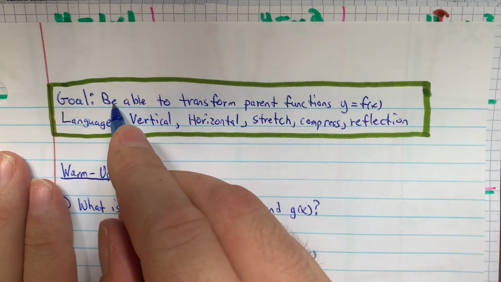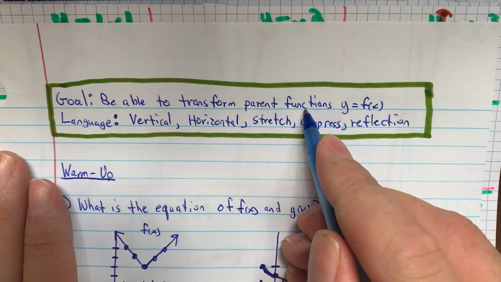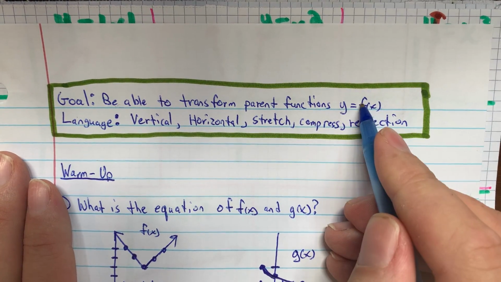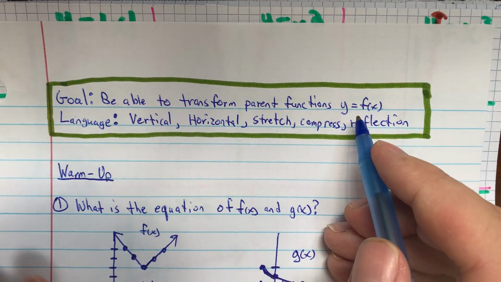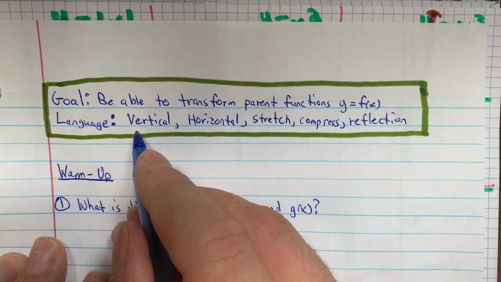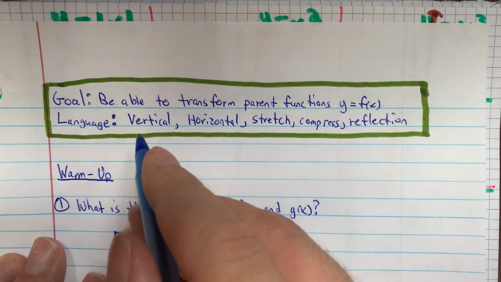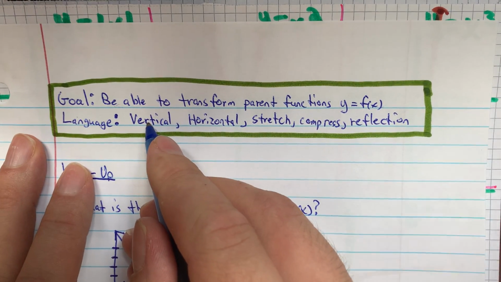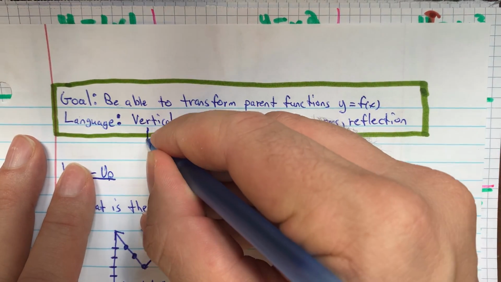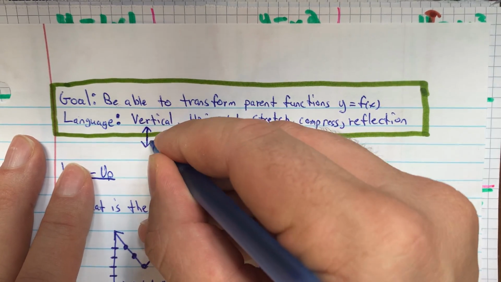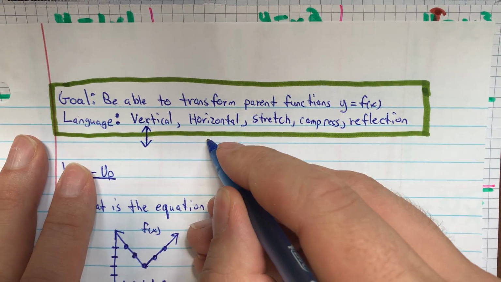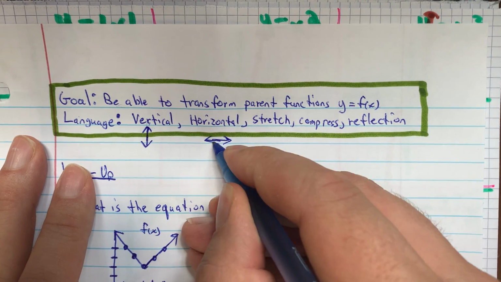Our goal is we are wanting to continue to transform the parent functions of the form y equals f of x, but we're going to do even more than we've done before. Today we're going to be looking at a bunch of different transformations, and I want to make sure we have this language. Vertical is up and down. Horizontal are things that are left and right.